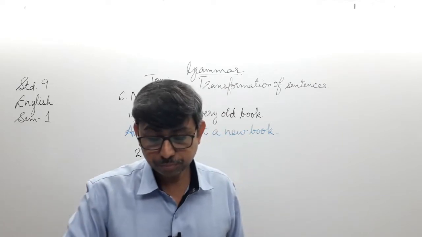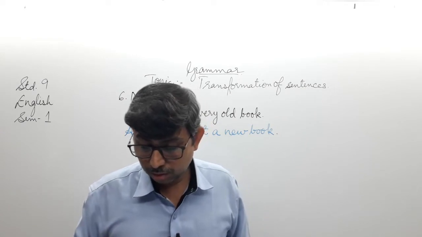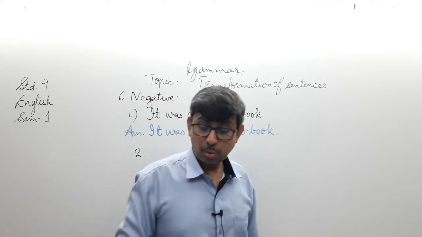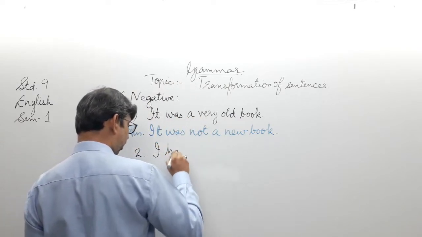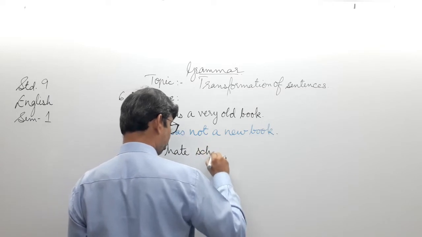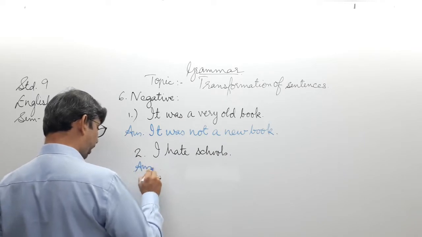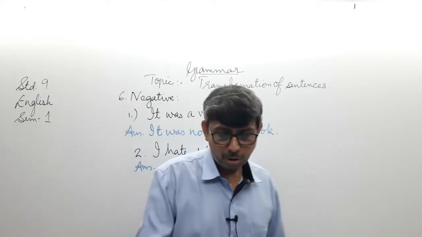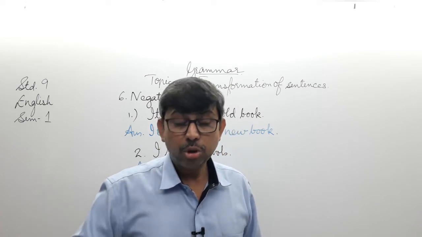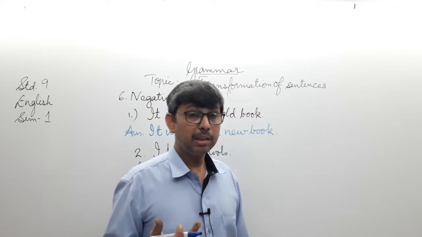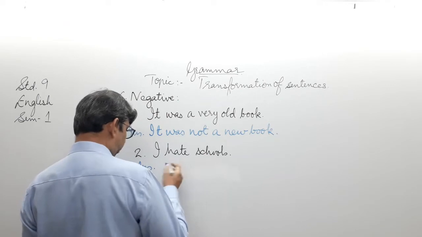Another example, textual sentence. I hate schools. That is what Margie said. Remember, it was a textual sentence we came across. I hate schools. Well, very simple to write this in the negative form by using the word, I do not like schools, or I don't like schools. The contraction can be used over here. I hate schools. The meaning is the same.